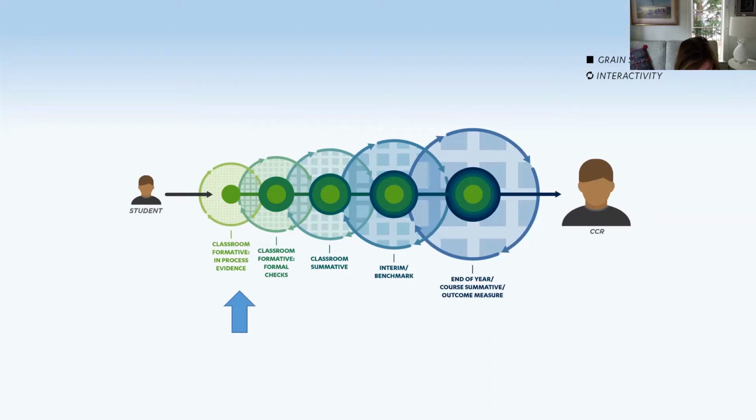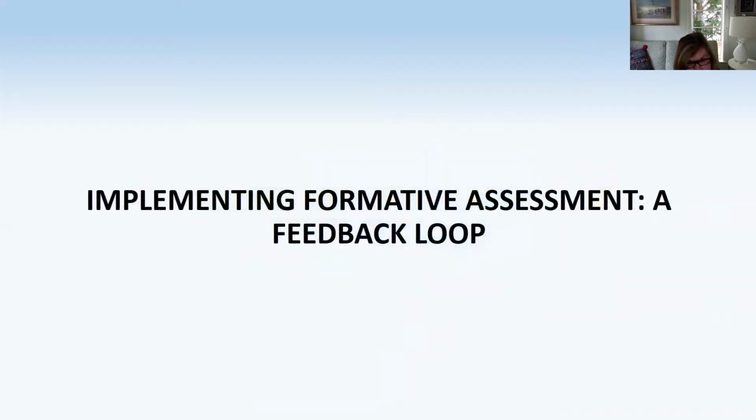Now what I want to do is to go back to the idea of formative assessment, specifically implementing formative assessment with the idea of a feedback loop. So the process of formative assessment is basically grounded in three main guiding questions. And these questions are equally applicable to students and to teachers. So the first one is, where am I going? What am I learning? Why am I learning it? And how will I know if I've learned it?